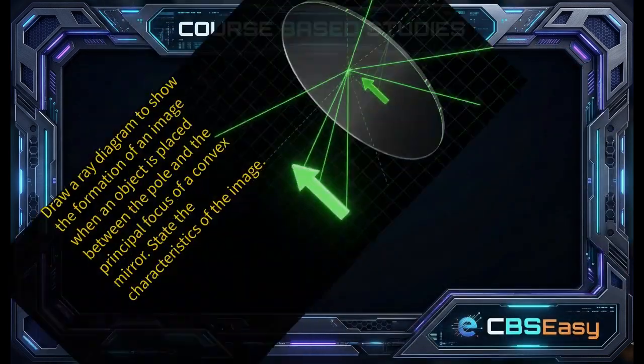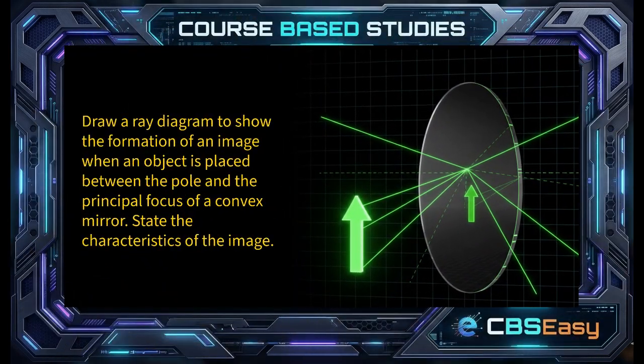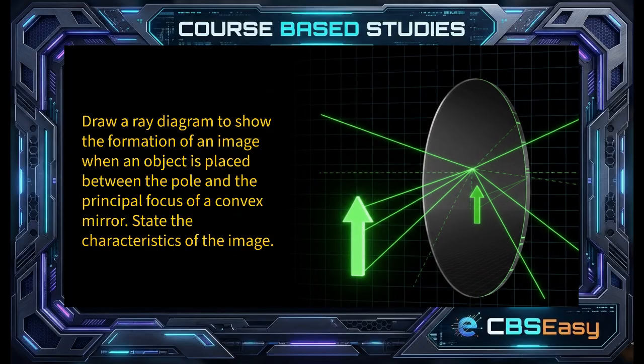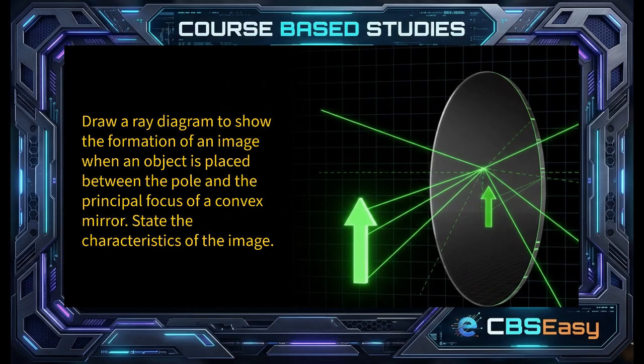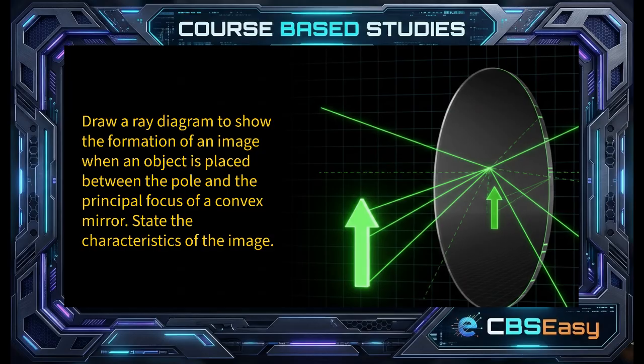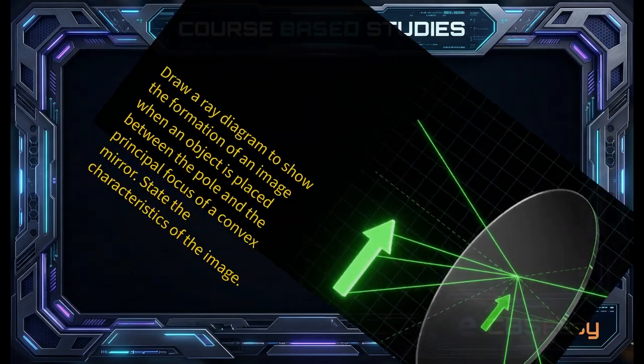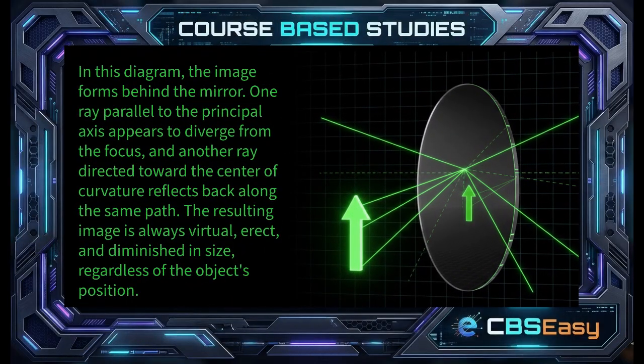Question 31. Draw a ray diagram to show the formation of an image when an object is placed between the pole and the principal focus of a convex mirror. State the characteristics of the image. Answer. In this diagram, the image forms behind the mirror.